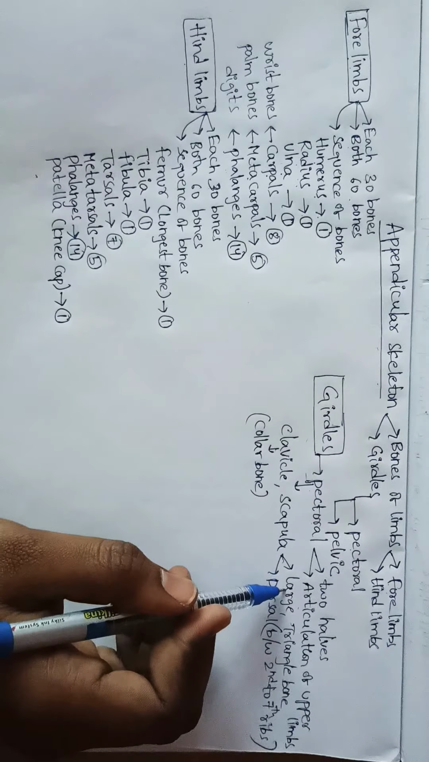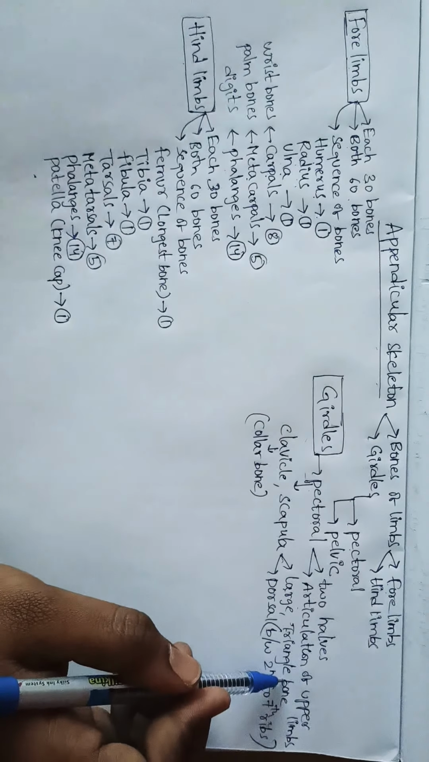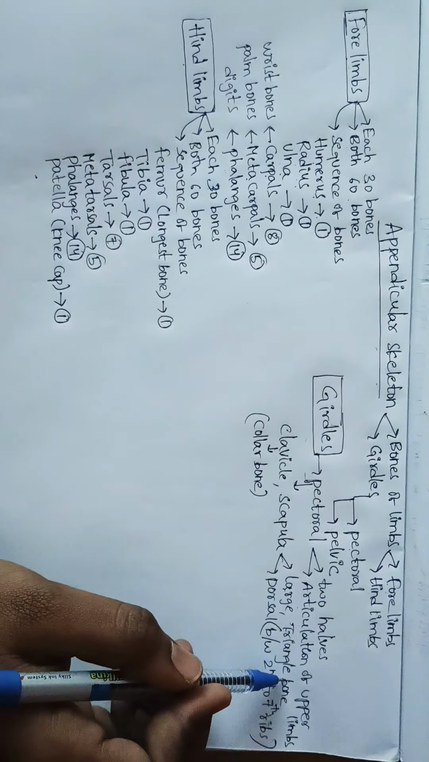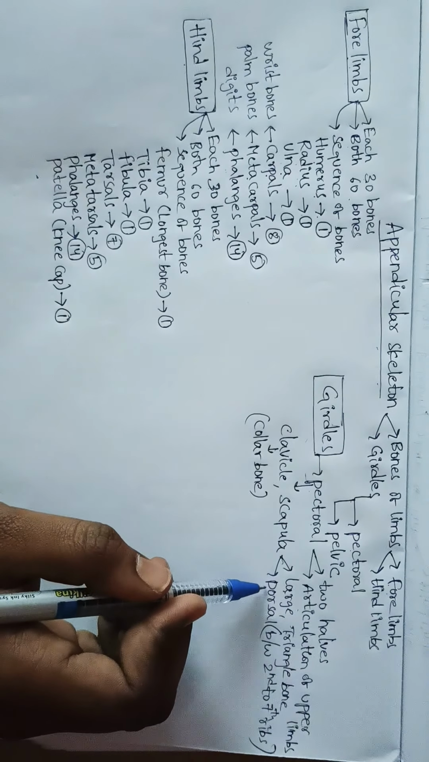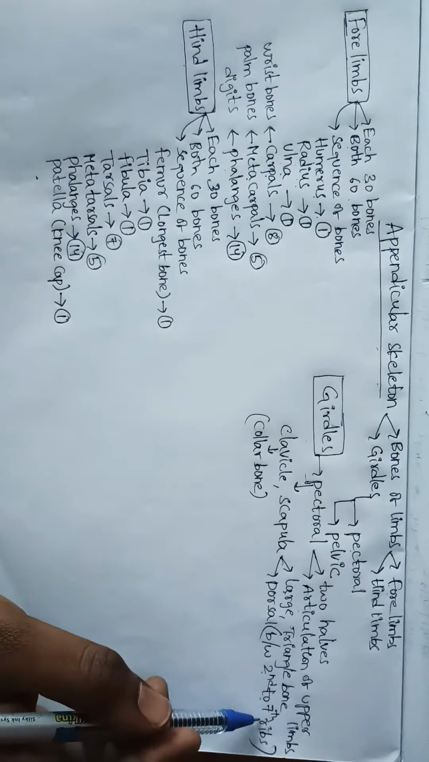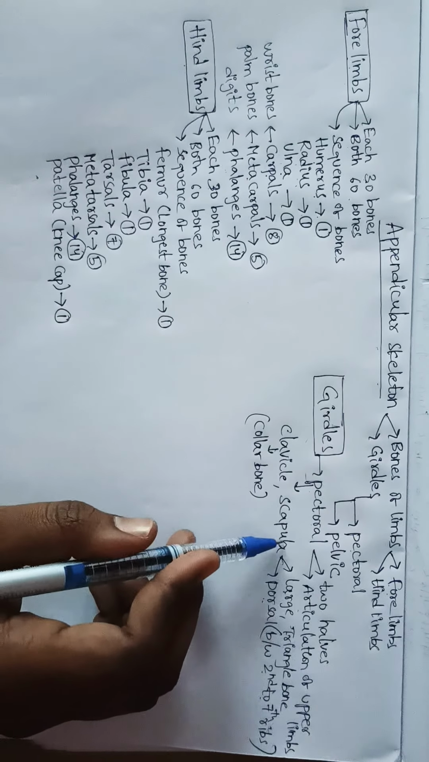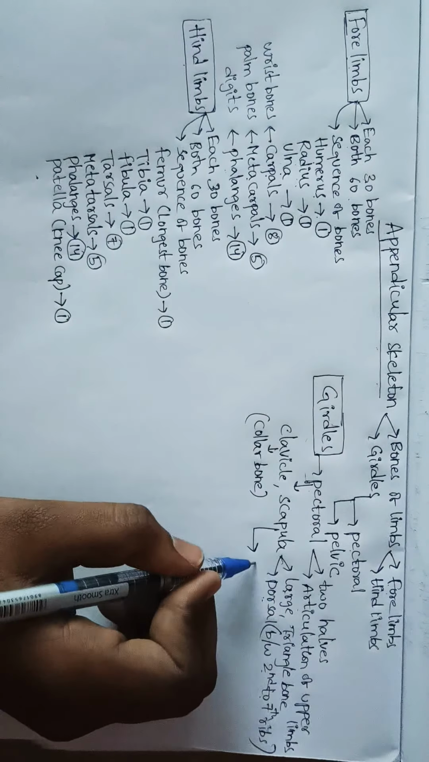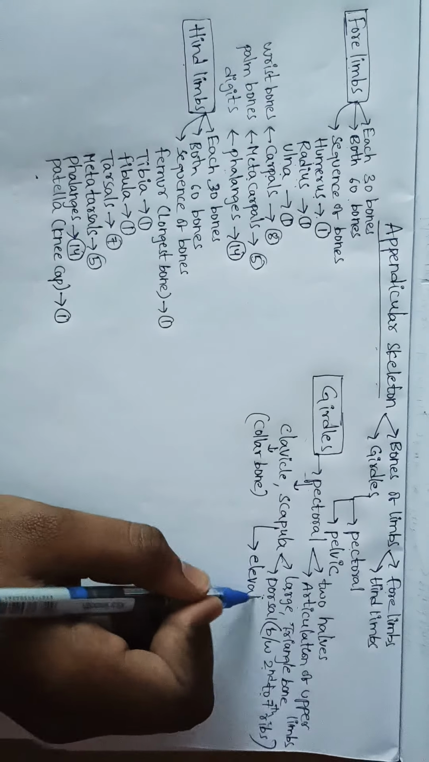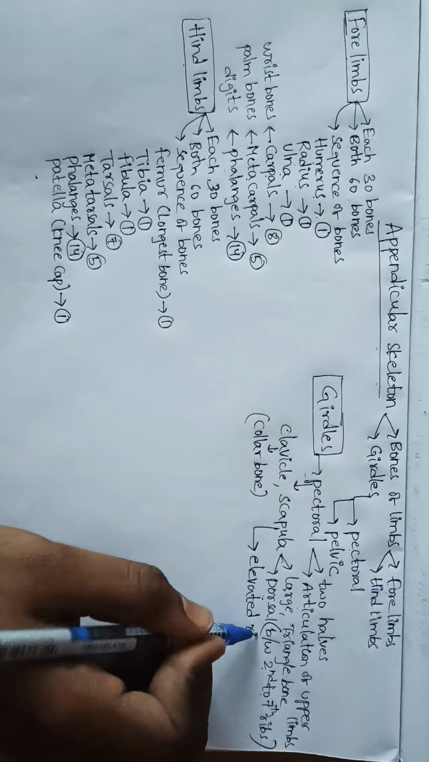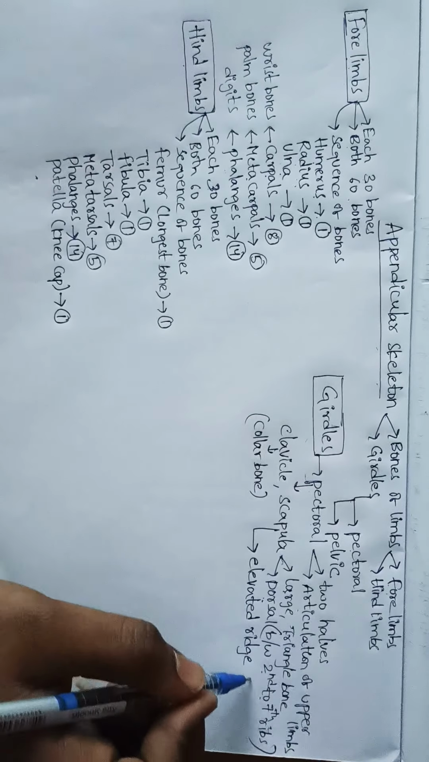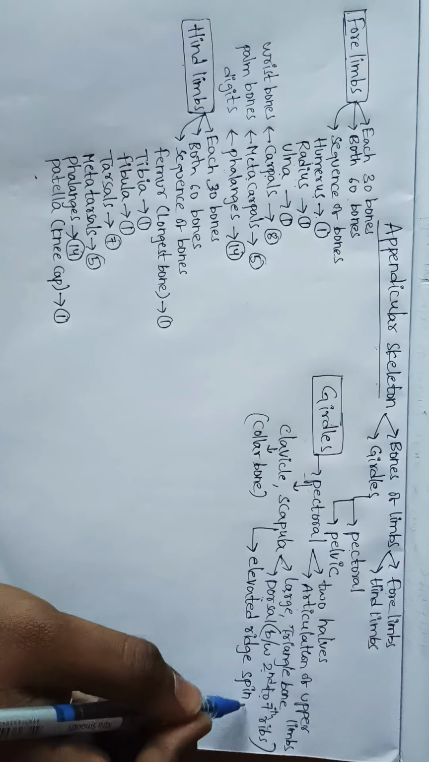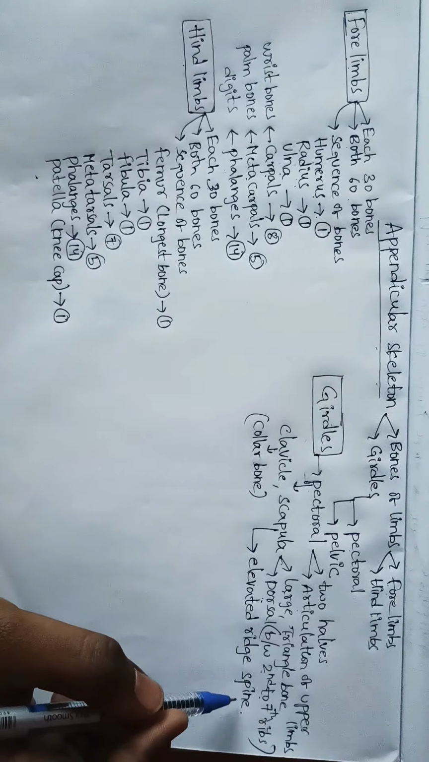Scapula is a large triangular bone located between the second to seventh rib on the dorsal side. Scapula contains an elevated ridge called spine. What is the elevated ridge of scapula? Spine. Spine is an elevated ridge.